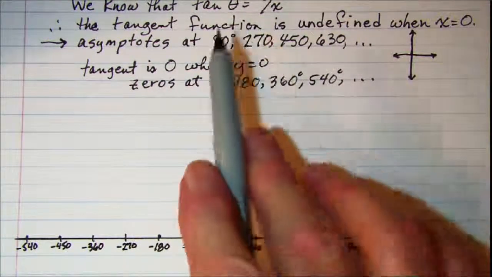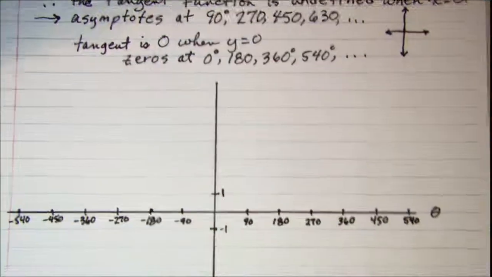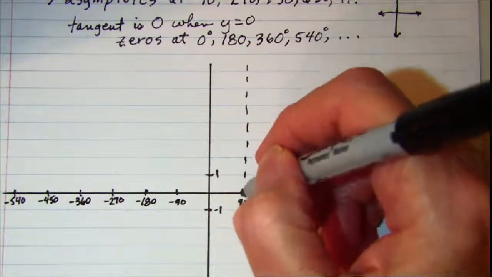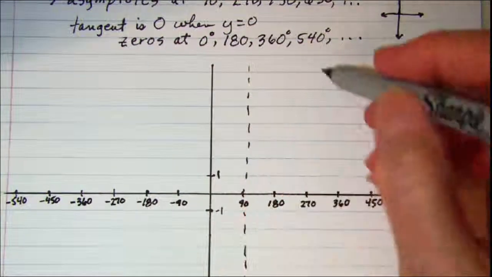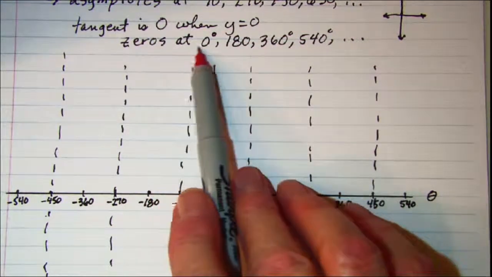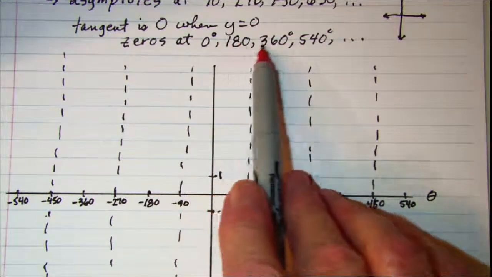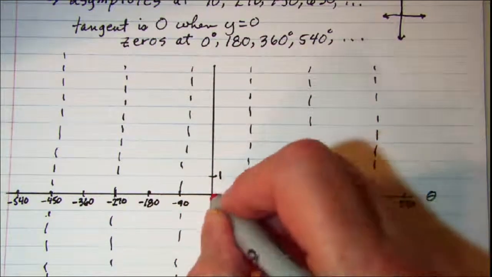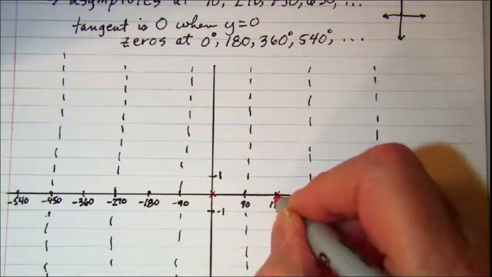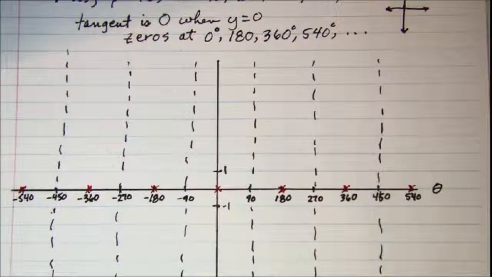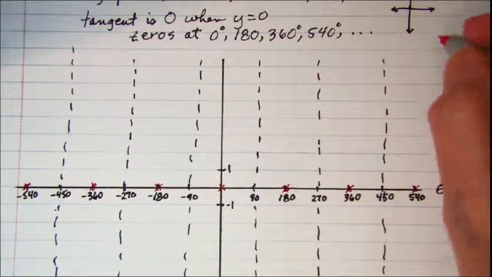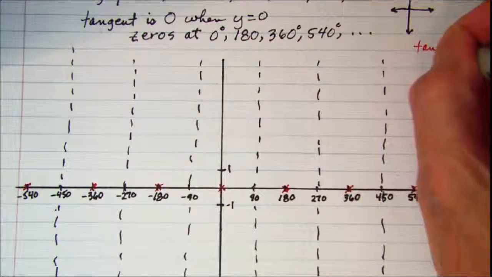We have asymptotes at 90, 270, 450, and so on. So we'll draw our asymptote dotted line. And then we know that we have x-intercepts, or zeros, at 0 degrees and 180, 360, 540. So we have x-intercepts here, 180, 360.